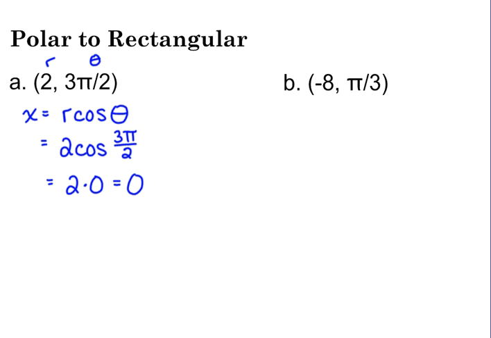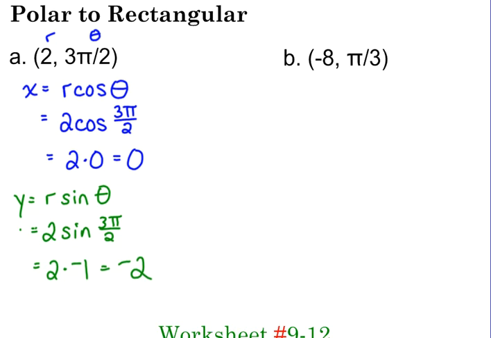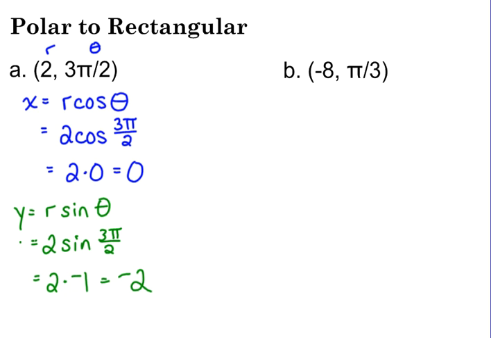So our y-coordinate is r times the sine of theta. So r is 2, sine of theta. What's the sine of 3 pi over 2? Negative 1. So 2 times negative 1 is negative 2. So in the rectangular system, the point (2, 3 pi over 2) is the point (0, -2). Now that one's an easy one because 3 pi over 2 is on what? The negative y-axis. So it should make sense that it's the point (0, -2).